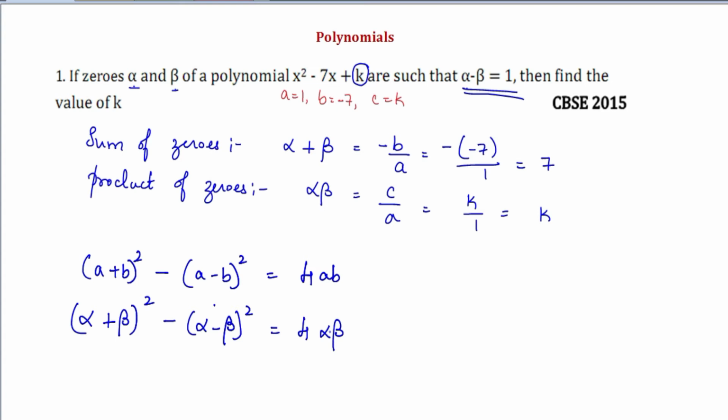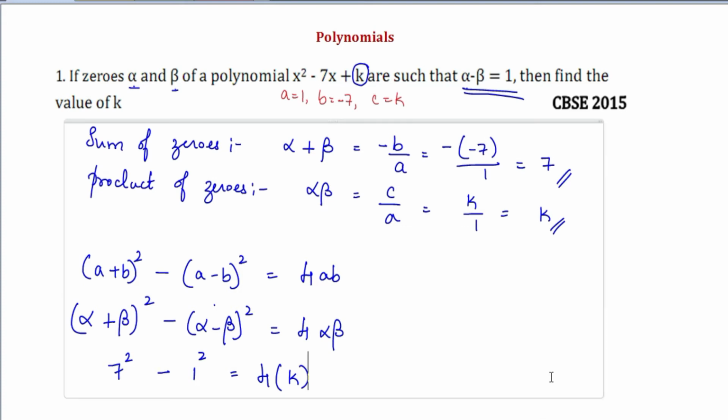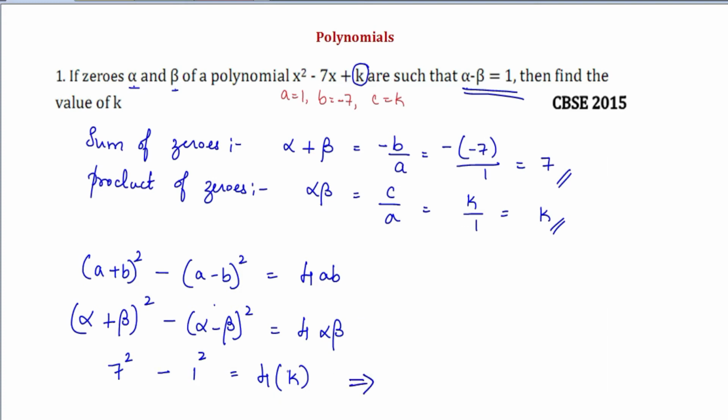Now I know all the values, right? Just substitute all the values and find out the value of k. So what is alpha plus beta? 7. 7 square minus, what is alpha minus beta? It is given that it is 1. So 1 square is equal to 4 times alpha into beta, which is your product, which is k. So 7 square is 49 minus 1 is 48. So 4k is equal to 48. Therefore k is equal to 12.